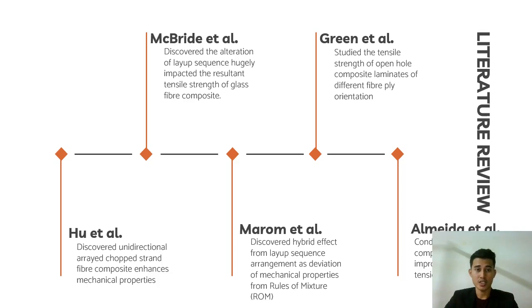Green et al. utilized unidirectional and quasi-isotropic carbon fiber laminates with stacking sequence of 90 degrees, -45 degrees, and 0 degrees as specimens to carry out the investigation and obtain data of different values of tensile strength and failure mechanism.